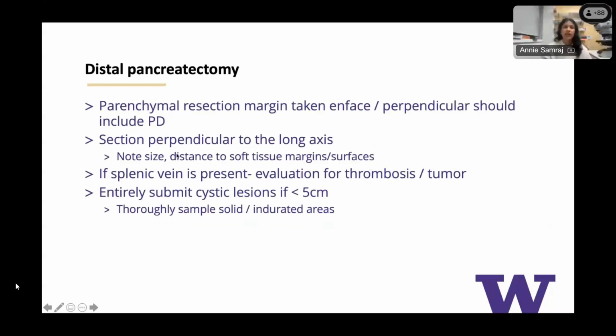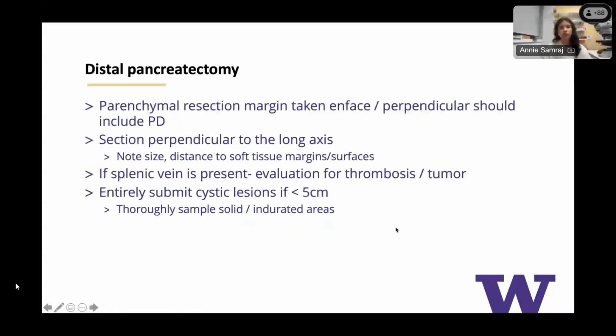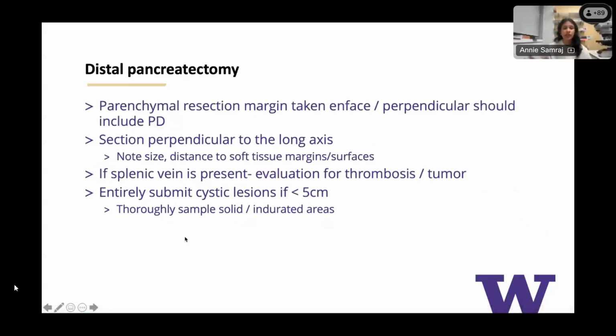And of course, as with any other resection, you would note the size and distance to the relevant margin. Quite often you will get the splenic vessels. So it's a good idea to evaluate the vein for thrombosis and tumor, and also getting your vascular margins is a good idea. And typically, you would submit lesions if they are within 5 centimeters. Particularly, we want to sample the more solid and the indurated areas.